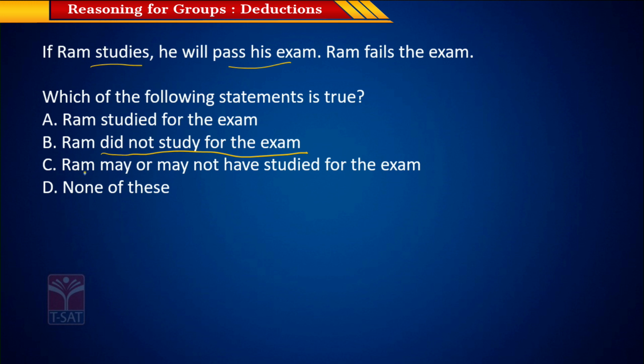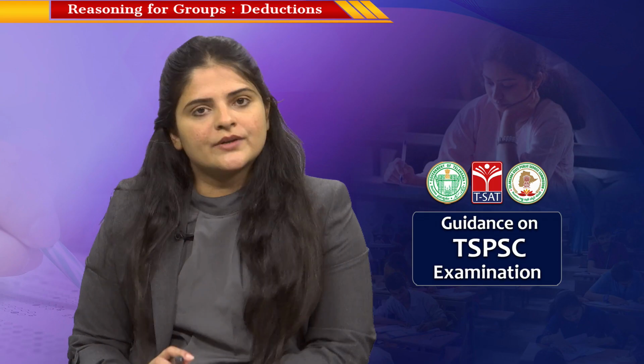So obviously you will logically conclude that Ram did not study for the exam. And can you say that Ram may or may not have studied for the exam? This is not a right conclusion, because this is given as a definite statement. If it said that if Ram studies, he may pass the exam, then this answer option would have been right. But since instead of may it is will here, we can conclude that answer option B is right, that Ram did not study for the exam. Let's look at the next question now.